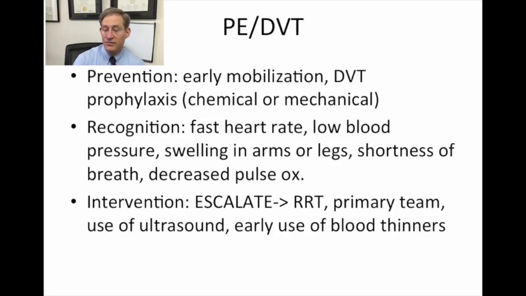Interventions are similar. Escalate. Escalate, escalate, escalate. Call the rapid response team. Call the primary team. See if the team needs an ultrasound machine to quickly see if there's evidence of DVT or upper extremity clot. And talk to the team. Will they be wanting to order heparin on this patient as treatment?